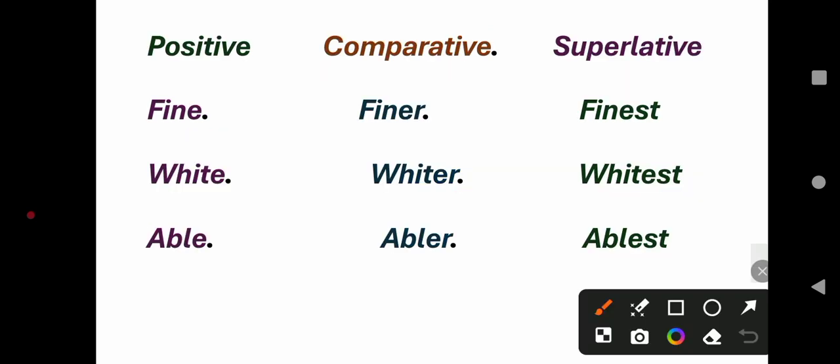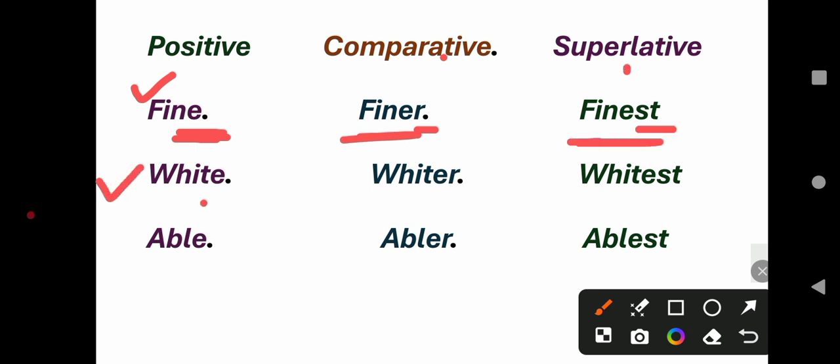Understand? When the positive ends in E, only R is added in the comparative and ST in the superlative, like fine, that ends in E, by adding R in the comparative to form finer, in the positive, ST in the superlative to form finest. White is also ending in E, by adding R in the comparative to form whiter, by adding ST in the superlative to form whitest.